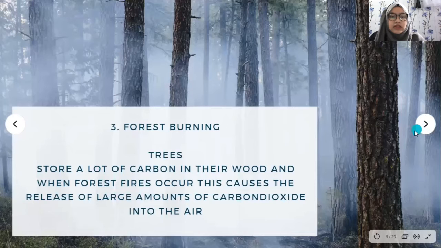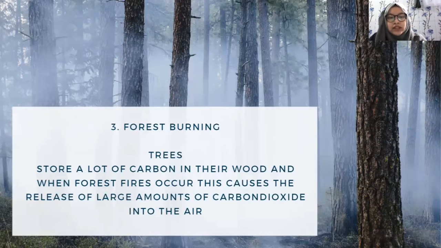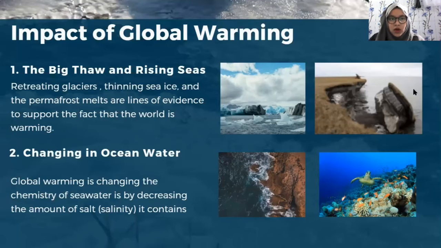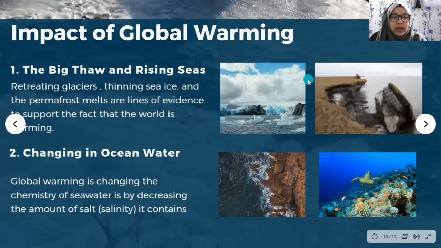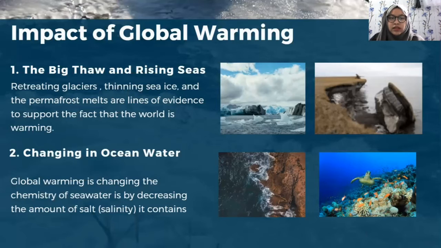So the third is forest burning. Trees store a lot of carbon in their wood, and when forest fires occur, this causes the release of a large amount of carbon dioxide into the air. So the impacts of global warming, the big thaw and rising seas, retreating glaciers, thinning sea ice, and the permafrost melts are lines of evidence to support the fact that the world is warming.